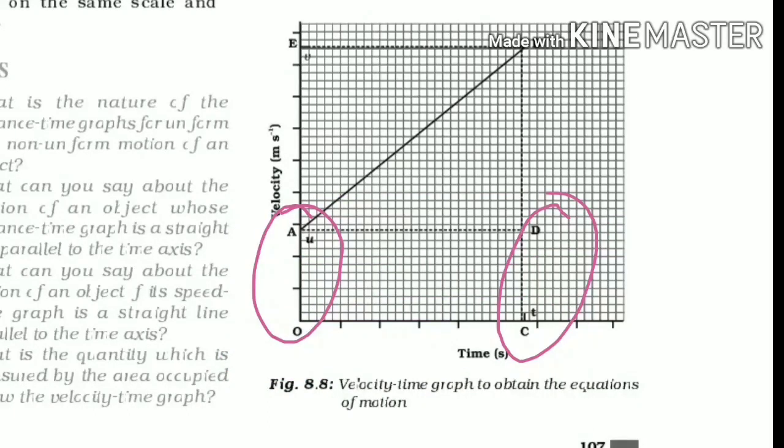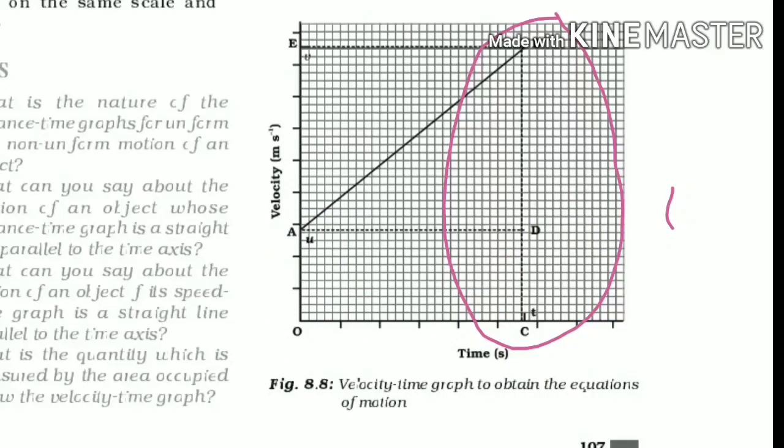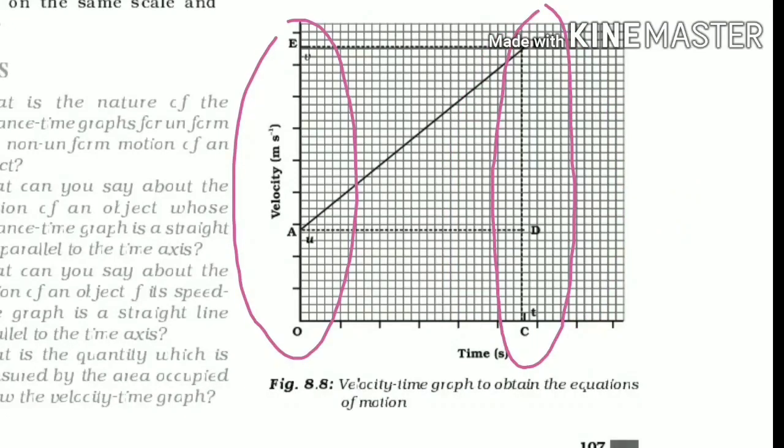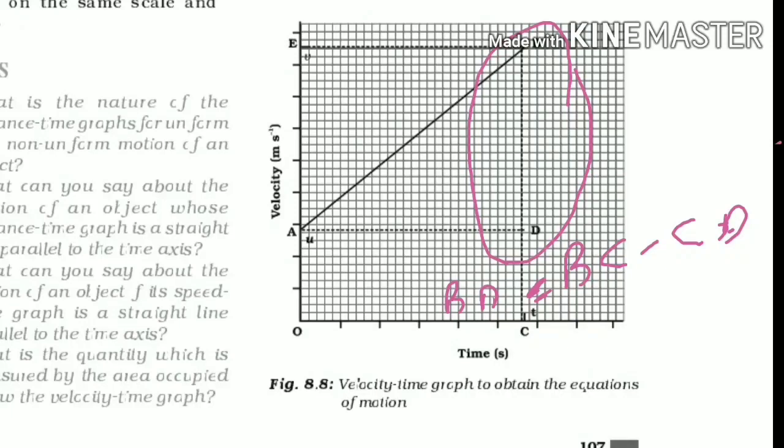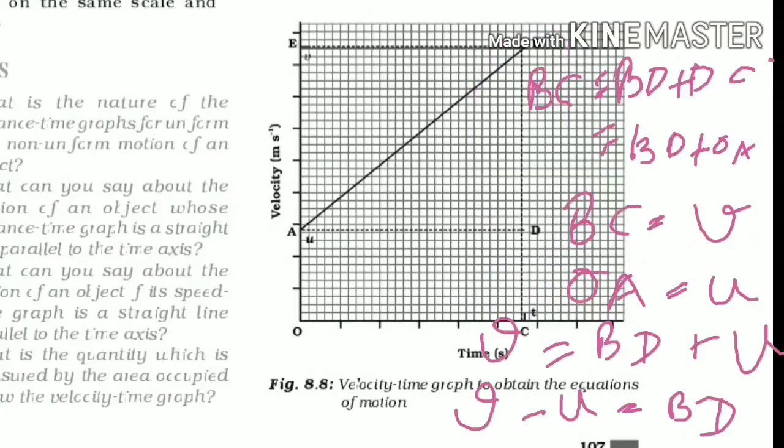So OA is equal to CD. So initial velocity u is represented by both OA and CD according to the graph. Final velocity v is represented by BC, and BC is equal to OE. Time interval t is represented by OC. BD is equal to BC minus CD. This represents the change in velocity in time interval t.